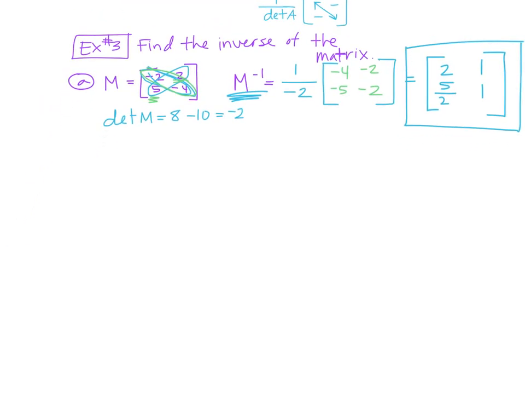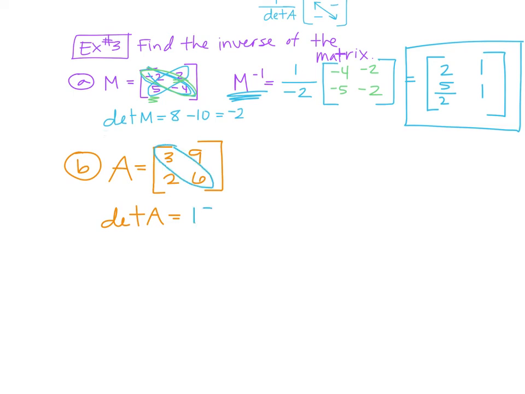All right, letter B. Let's do another one. So let's say I tell you that A is 3, 9, 2, 6. Okay. We start by finding the determinant. Okay, so the determinant of A, remember how we do that? We take the diagonal, multiply it together, so 18 minus, and then this diagonal, 9 times 2 is 18. So our determinant is 0.